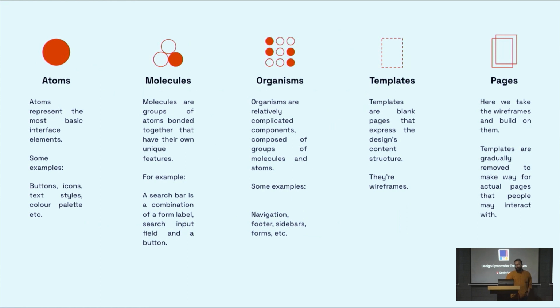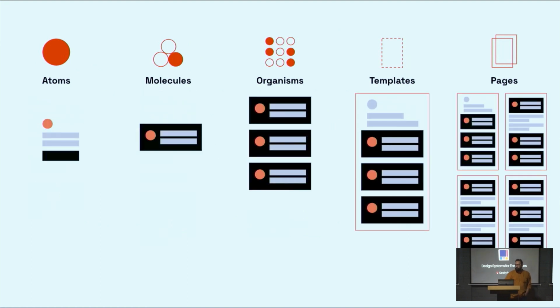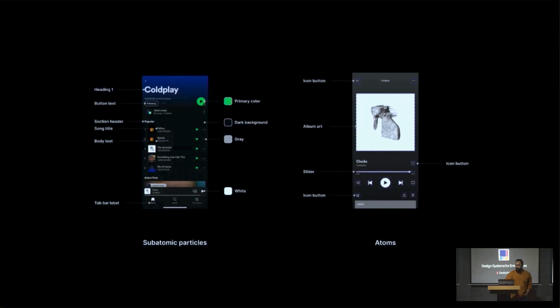So on atoms, we have buttons, icons. From there, we move on to molecules, which are a combination of atoms. For example, a search bar is a combination of form labels, search input field, and a button. And from there, we move on to organisms, which are a combination of molecules. From there, we move on to templates. Templates are basically wireframes. From there to full-on pages. To give you an example, I have collated something for Spotify.